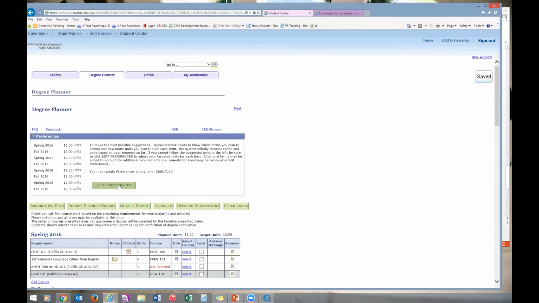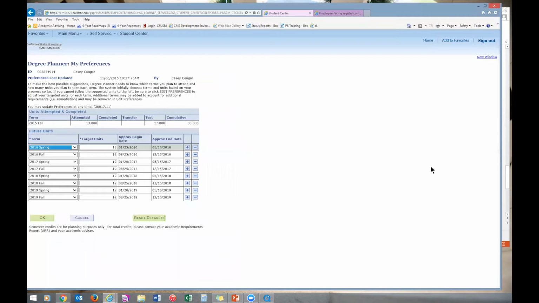But let's say Casey says, you know what, I've given it a lot of thought. I've really worked hard with my personal life, and I'm going to go ahead and see if I can handle 15 units each term. So you can always go back and say, reset defaults to the original plan of trying to graduate in what the planner originally said.